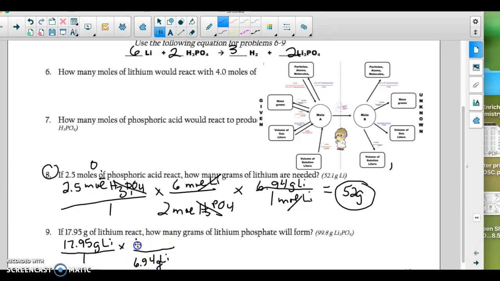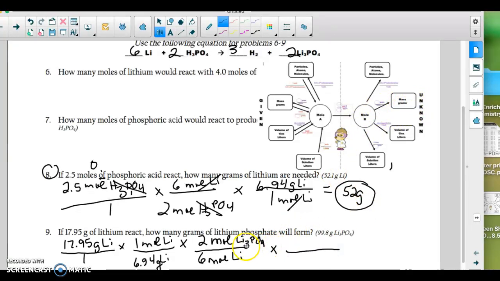There's that many grams in 1 mole. And then now I'm ready to do my mole. So I'm going to put the 6 moles of lithium down here. So that cancels. And then I'm going to put the lithium phosphate, is the one I'm trying to go to, on the top. So I'm right here. And then now I'm going to do molar mass of lithium phosphate to get to grams.